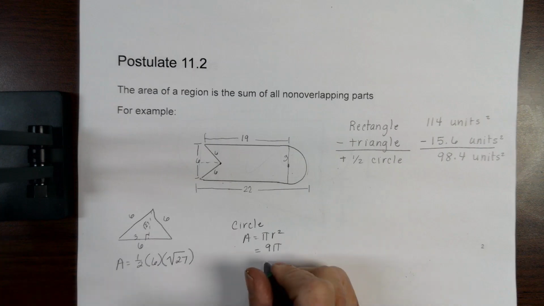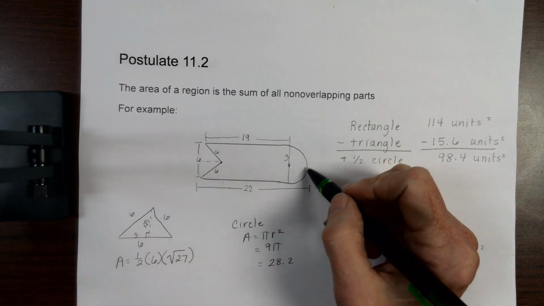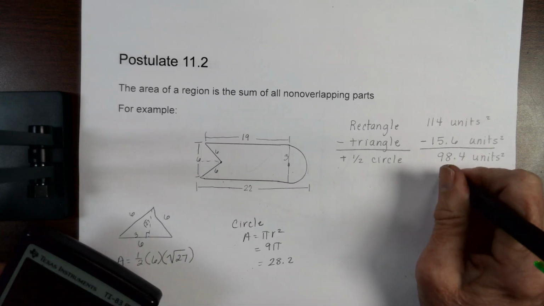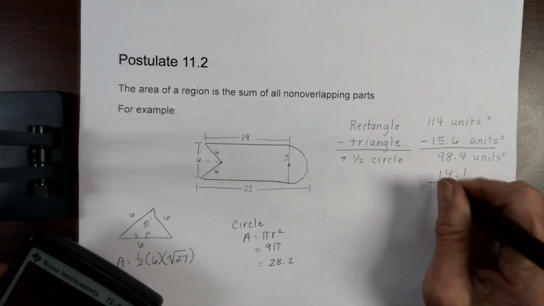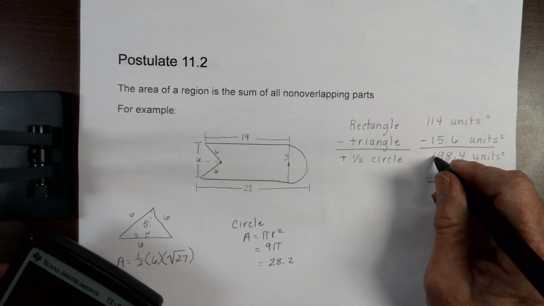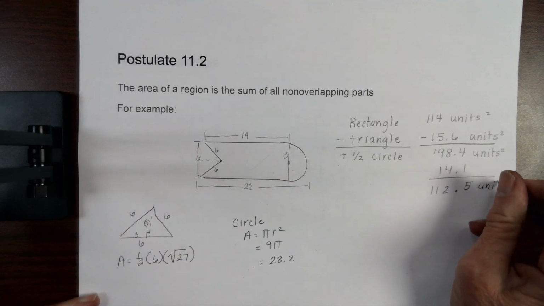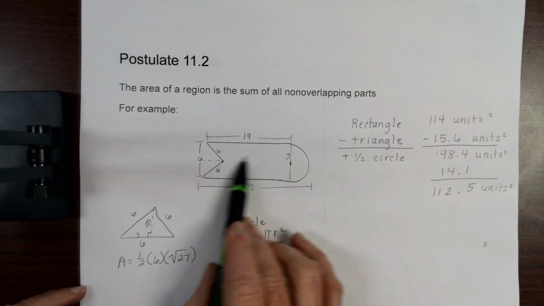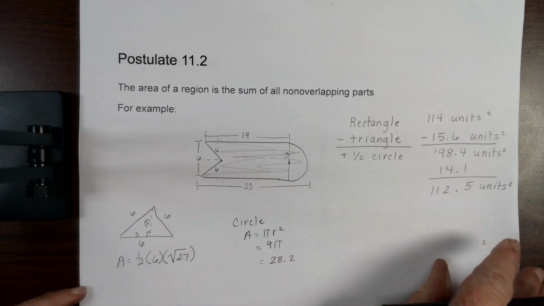which is going to be 28.3, but I'm going to divide that by 2 because I only have a half of a circle. So divided by 2, so I'm adding back 14.1. So let's see. So I have 112.5 units squared. Okay. Because I only have half of a circle, and that would cover all of this space right here. Okay, let's do another one.